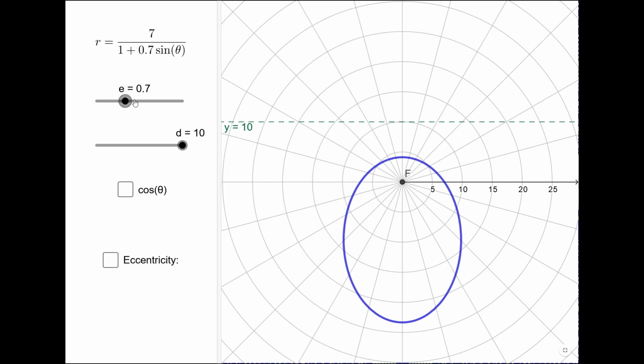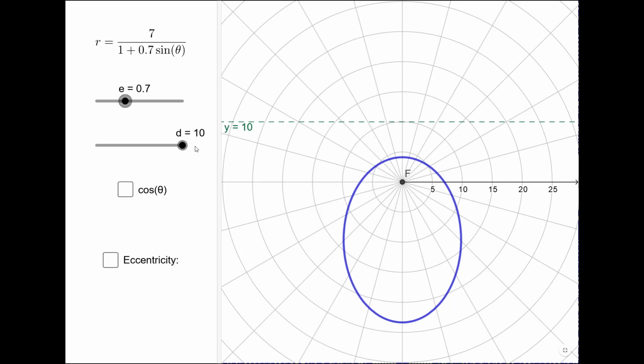And sort of the structure of all this is pretty much the same. So if we have, let's say we set the eccentricity to 0.7 and we leave the directrix at a positive 10. Okay, our equation is r equals 7. So again, that 7 is the 0.7 eccentricity times the directrix value of 10. And then in the denominator, we have 1 plus, so it's plus because the directrix is positive, 1 plus 0.7, which is the eccentricity, times the sine of theta. So because this is sine, the ellipse is stretching vertically.